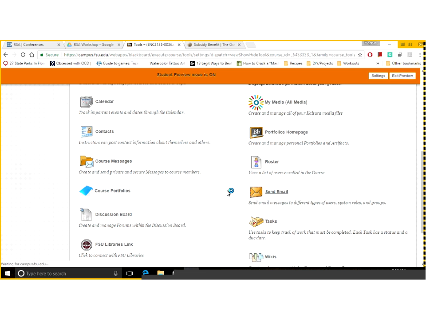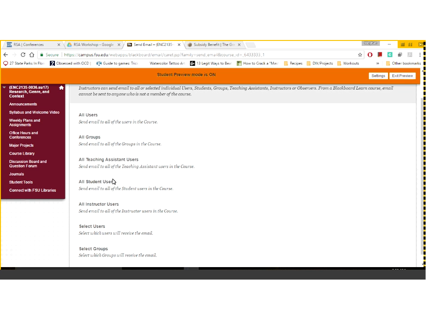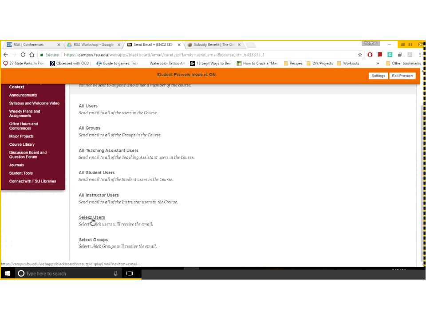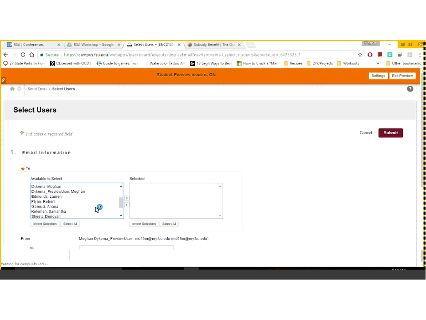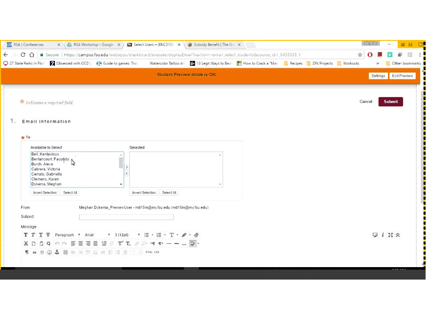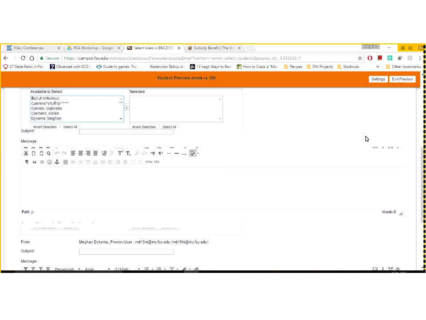And then send email is going to be an important tool for you to use, because this is how you can email me, all instructor users. You could send an email out to all of the other students in the class if you need to, but you can also send an email to select users if you have a peer review partner that you need to email. So you'll actually just be able to choose your peer review partner's name from this list and then send them an email.